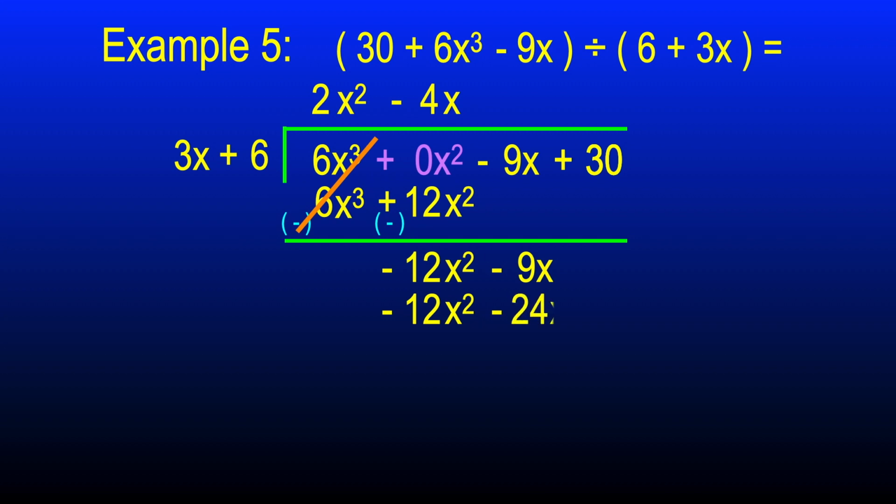Then 6x, copy lang. Subtract. Change the sign. Ayan. Simplify. 0 na yan. Ito, kakanta sa isip. Negative 9 plus positive 24. So, different sign, subtract. 24 minus 9 is 15.